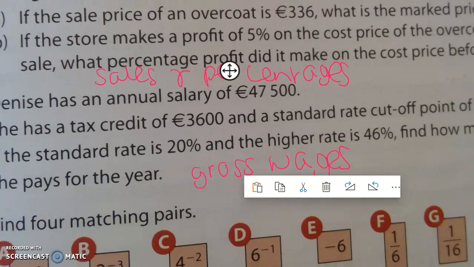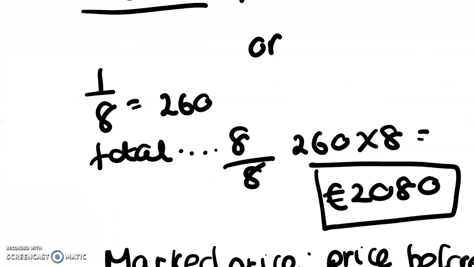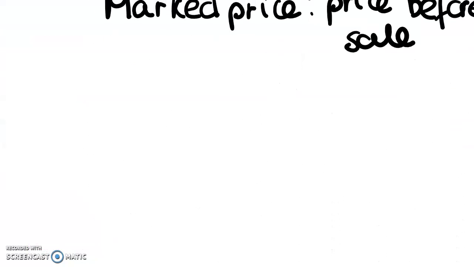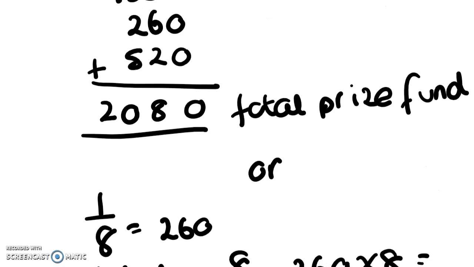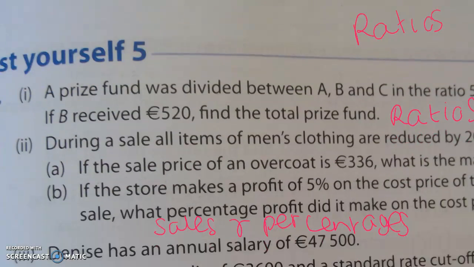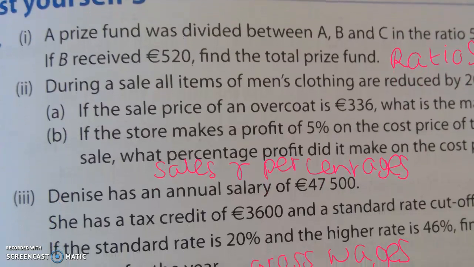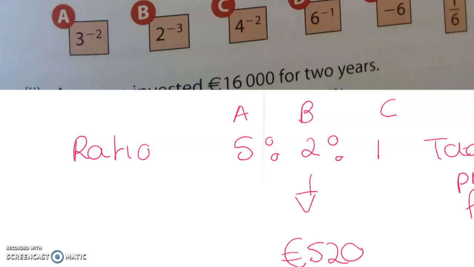Let's have a look back. If the sale price of an overcoat is €336 and it was reduced by 20%, what is the marked price? So €336 equals the sale price now, isn't it? That's the sale price. And let's just check again. It said it was reduced by 20%. During a sale, all items at closing are reduced by 20%.